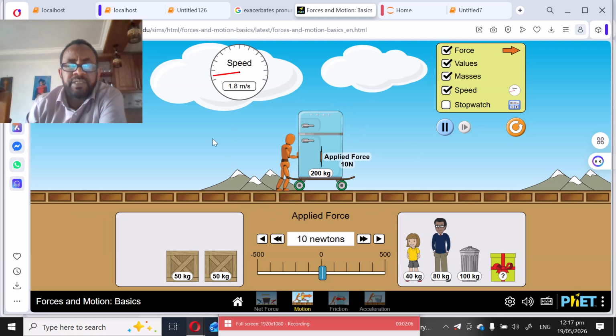So you can try this and other related Newton's laws of motion and physics also using the PhET simulation. It's freely available.